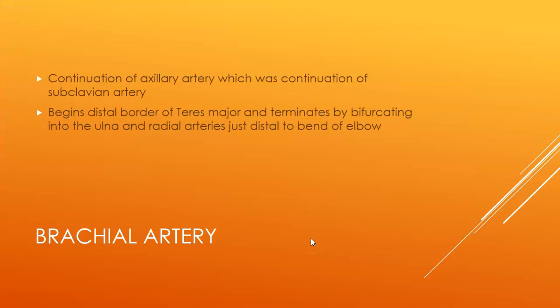So it went from the subclavian to the axillary, and as it continues out of the axilla, it then becomes the brachial artery. So we say it is a continuation of the axillary artery, which was a continuation of the subclavian. It begins at the distal border of a muscle called teres major and terminates by bifurcating or splitting into two into the ulna and radial arteries, just distal to the bend of the elbow in that antecubital area.